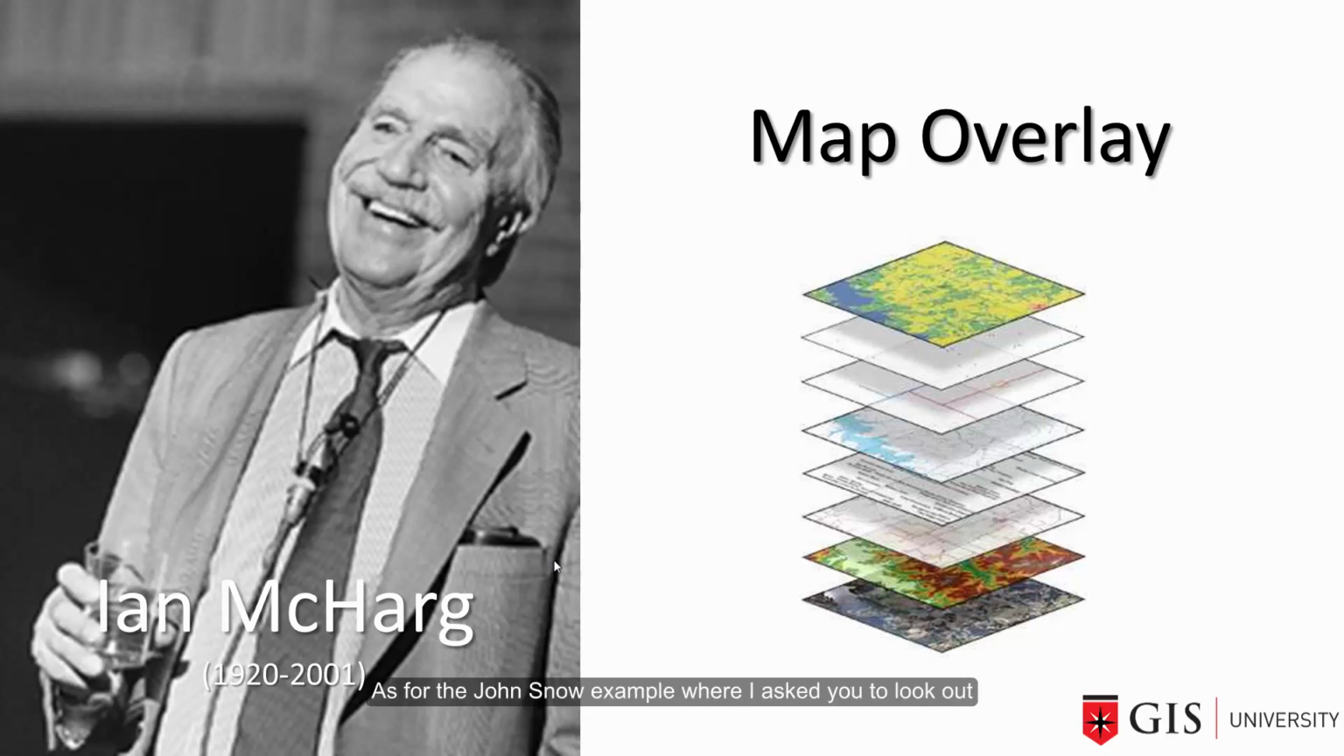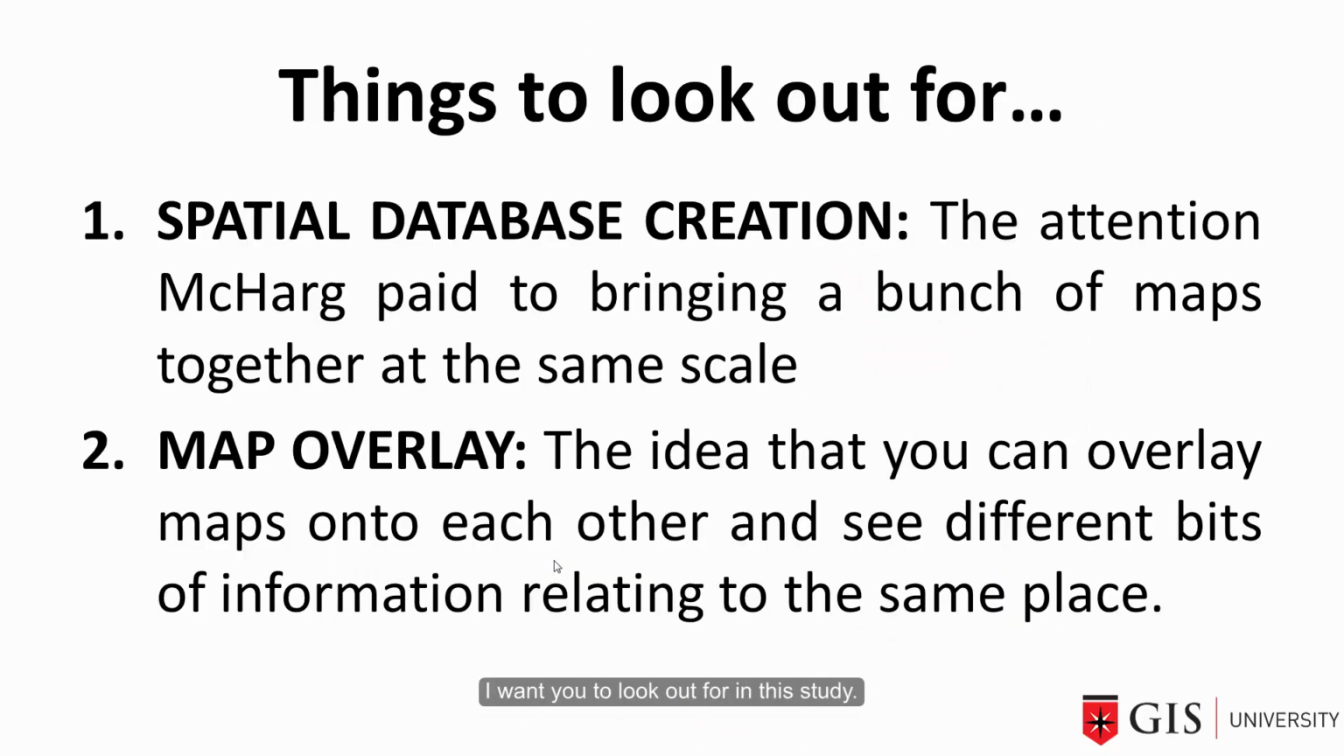As for the John Snow example, where I asked you to look out for GIS parallels, like the fact that he geocoded the subjects for his study, that he did field validation to address data quality issues, that he paid a lot of attention to map quality, and also that he did network analysis, there's a couple of things I want you to look out for in this study. And the first is spatial database creation. By that, I mean the attention that McHarg paid to bringing a bunch of maps together at the same scale. Now, the second thing I want you to look out for is map overlay.